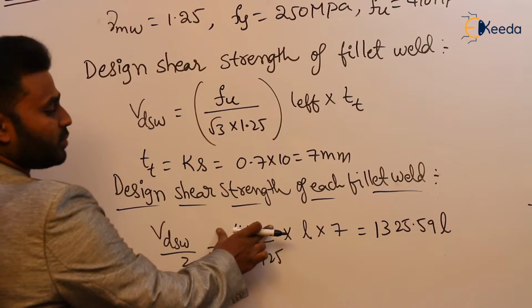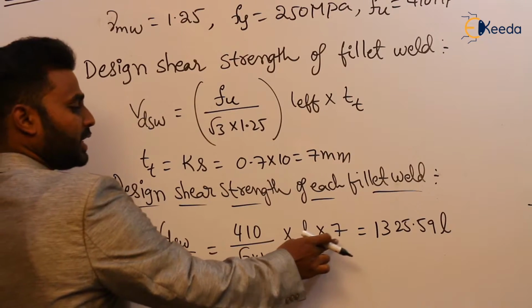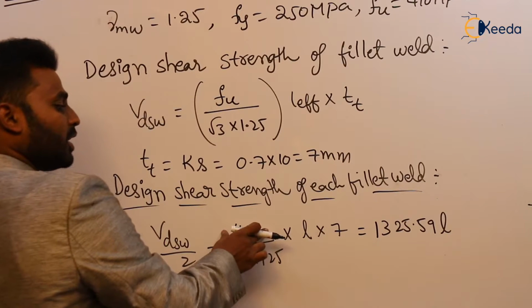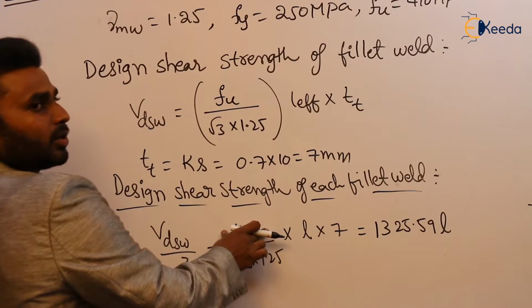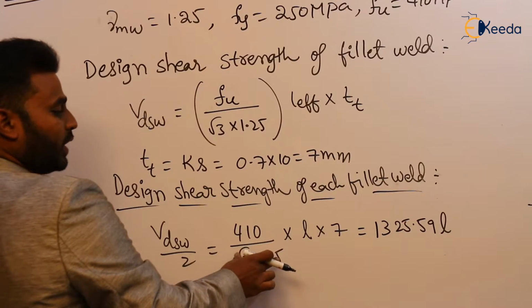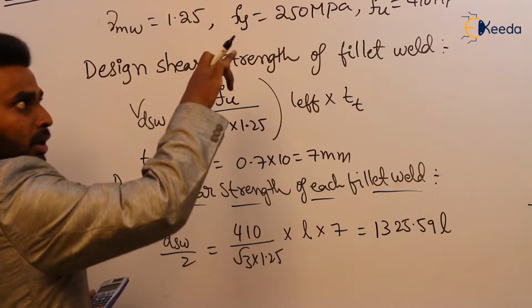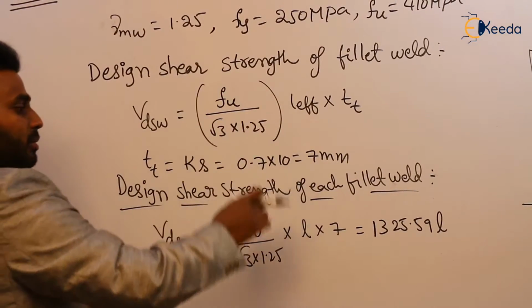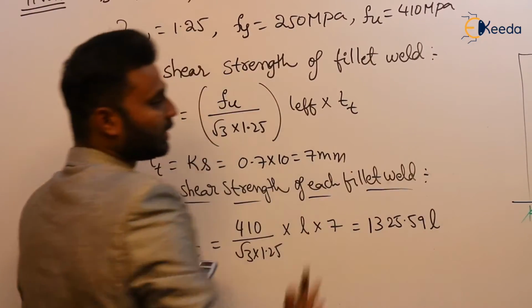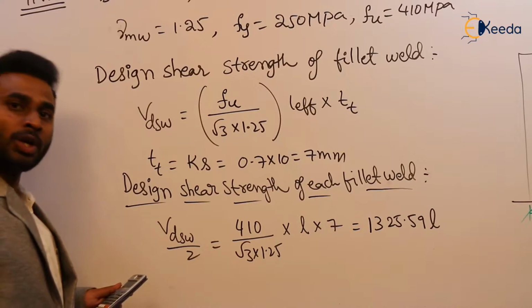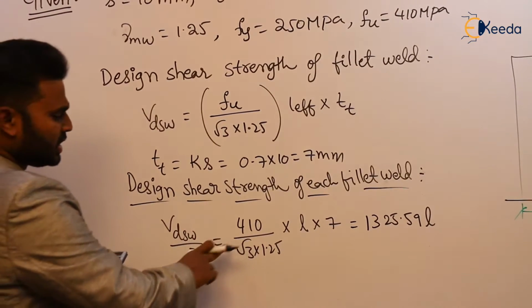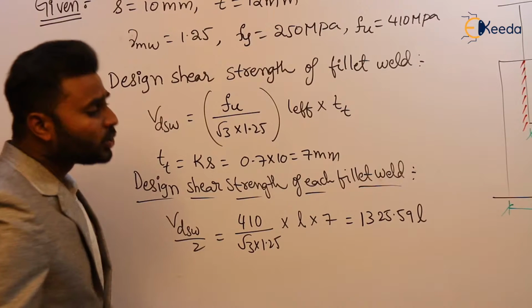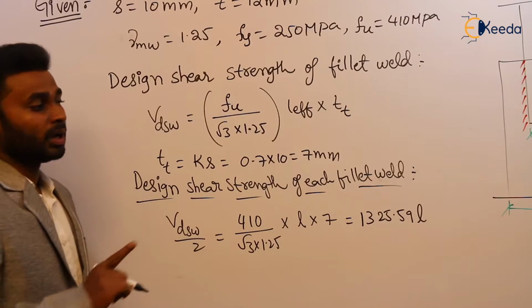Here, if you observe the units, it is in mm and it is in mm. And here it is Newton per mm square. MPa is nothing but 10 power 6 Newton per meter square, but if we convert into mm square, it is Newton per mm square. So the unit is Newton here. Clear? This is about the design strength. Now this strength is equal to P by 2.